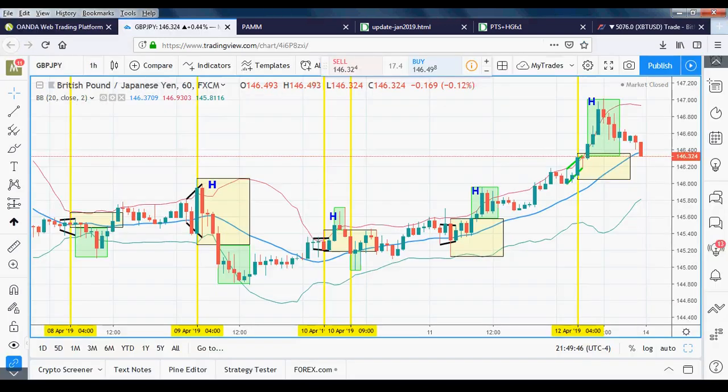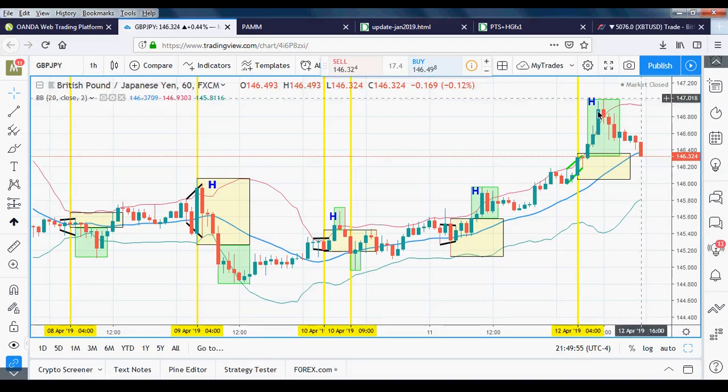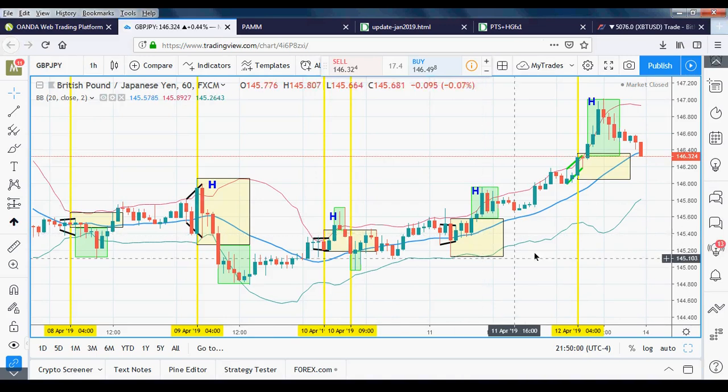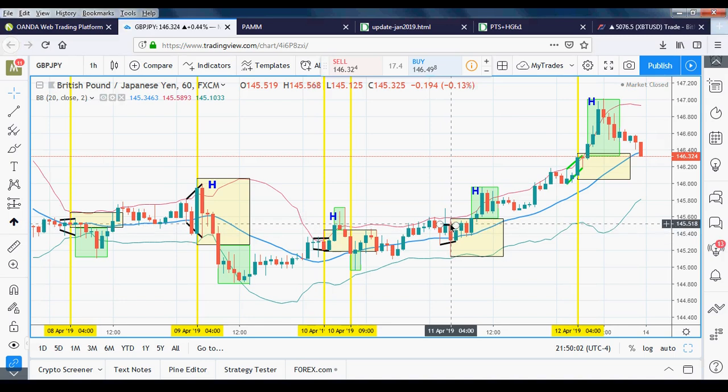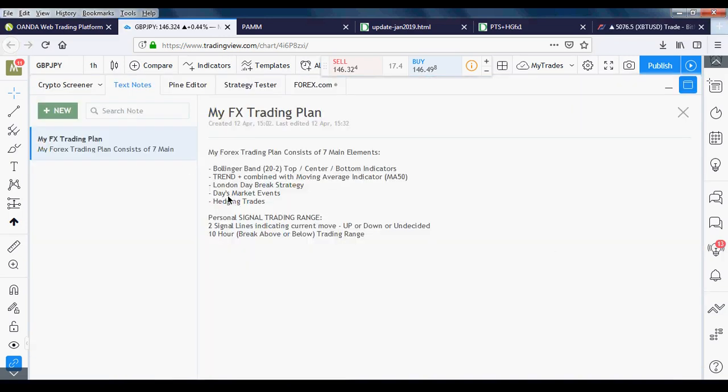So what else do we use in here? London daybreak strategy. This is a system on its own. I named this a single trading range, but London daybreak starts when the London markets open, where their forex trading begins, and it begins 9 o'clock in the morning UK time, which is our time 4 a.m. All right, so you've got to know a little bit about that.